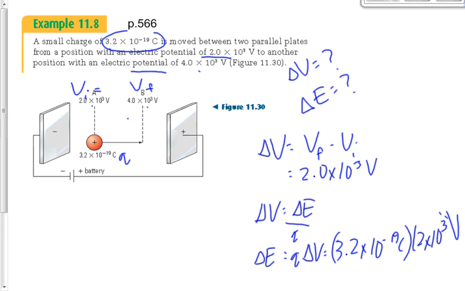We multiply those together, we end up getting 6.4 times 10 to the minus 16 joules. But we were also looking for this in electron volts. Pay really close attention to what I'm about to do.